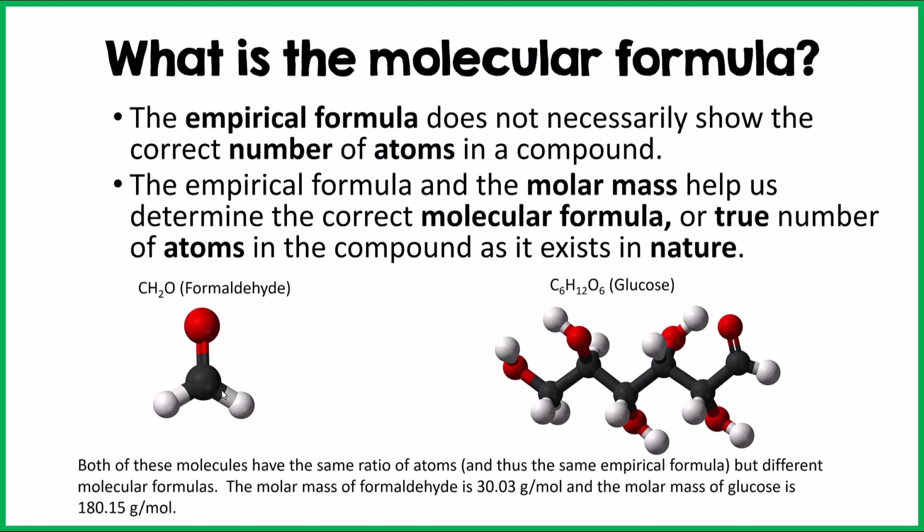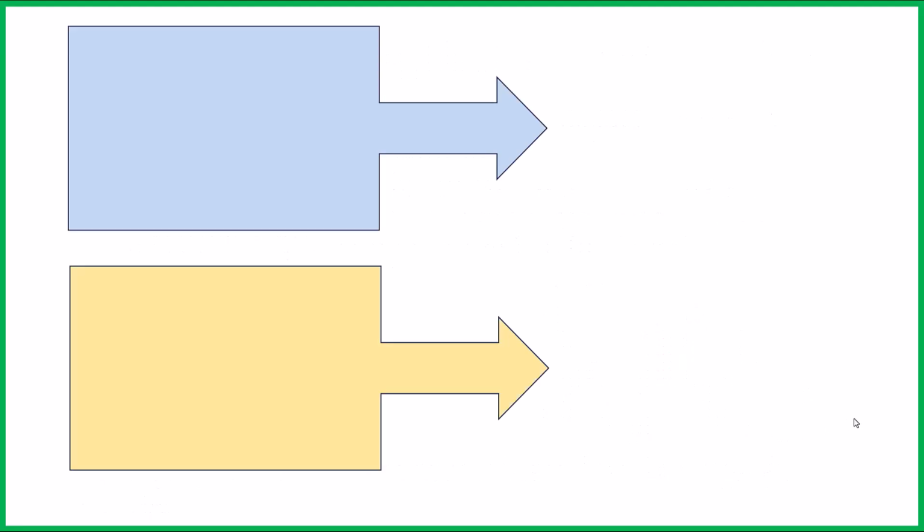So both of these molecules here, formaldehyde and glucose, have the same ratio of atoms, 1 to 2 to 1. Here we have 1 to 2 to 1. And so they actually have the same empirical formula, but they have different molecular formulas. As you can see, the formulas are quite different. The molar mass of formaldehyde, though, is 30.03 grams per mole, and the molar mass of glucose is 180.15 grams per mole. Because it's a much larger molecule, it has a much larger mass.